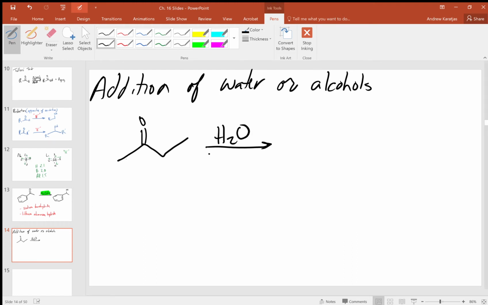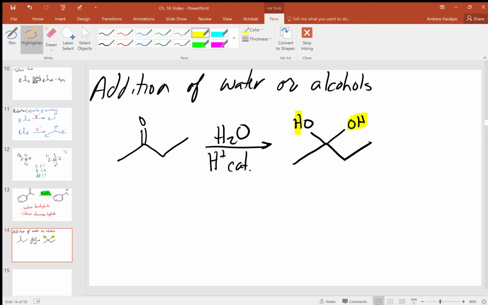And usually this requires the presence of some sort of acid catalyst. But as a result, the water can add to the carbonyl. And you can see that we add an OH here and a hydrogen on the other oxygen. That gives us our total addition of water. And this product is known as a hydrate.